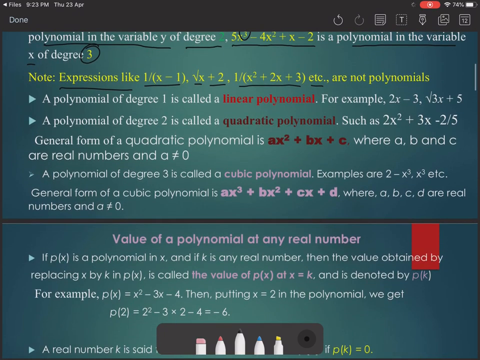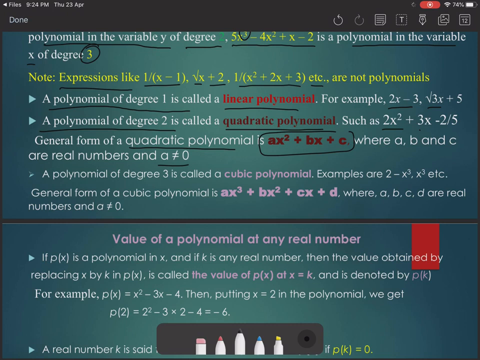Now, based on the degree of a polynomial, these polynomials are known as linear, quadratic or cubic. For example, a polynomial of degree 1 is called a linear polynomial, such as 2x minus 3, or root 3x plus 5. A polynomial of degree 2 is called a quadratic polynomial, such as 2x square plus 3x minus 2 by 5. Now, the general form of a quadratic polynomial is ax square plus bx plus c, where a, b, c are real numbers and a is not equal to 0.